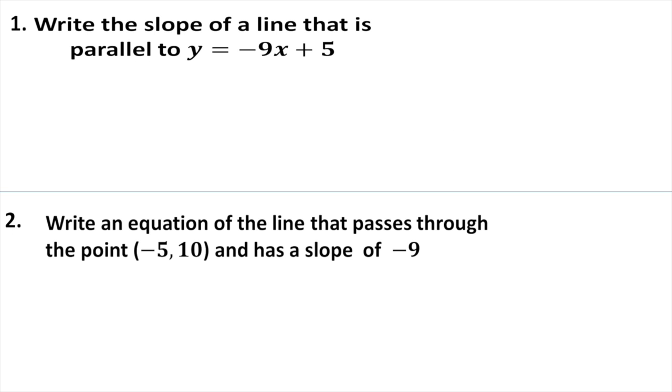Okay, so I want you to try these 2. The slope of a line that's parallel. You got to remember what parallel is. So I'd like you to try both of these 2. Then, when you've obtained your answer, push play.